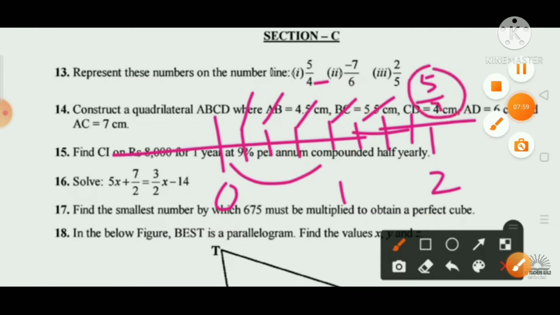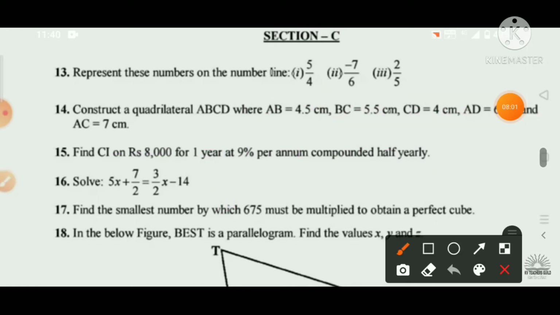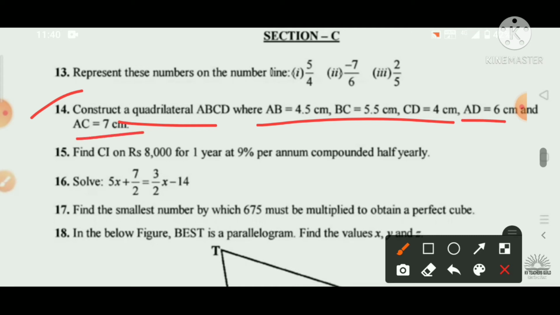So the next question is to construct a quadrilateral AB and so on. The centimeters are given here, so you can construct this quadrilateral. Let us move to the next question.